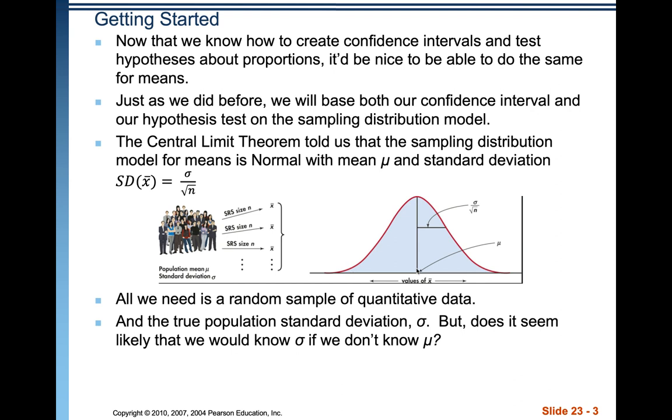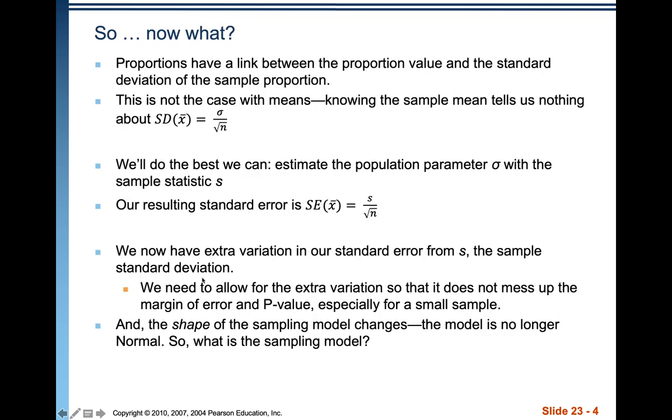We recognize that we don't know that, but it doesn't really make sense that we would know sigma if we don't know mu. So why is that different than with proportions? Well, proportions have a link between the proportion value and standard deviation of the sample proportion. That's not the case with means. So what we're going to actually have to do is estimate sigma with the standard deviation of the sample, which is called s. And so we'll use the standard error of X bar, which is s over square root of n.